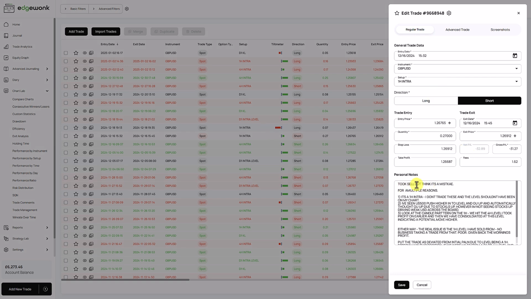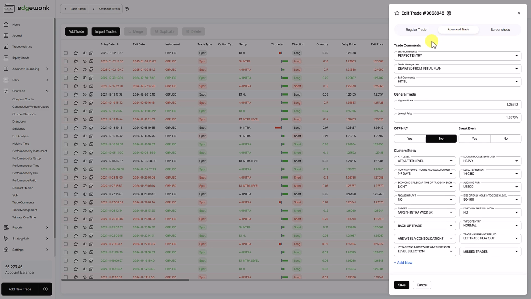And if you pull up some of those trades here, so this is a losing trade, and he wrote "took sell but think it's a mistake," and then he lists the mistake. And then when you go to the advanced data, it is still tagged as a perfect entry. And this is a problem because that skews your data.